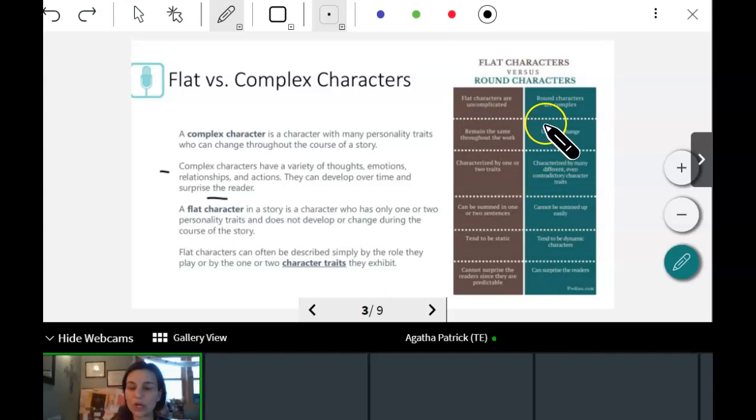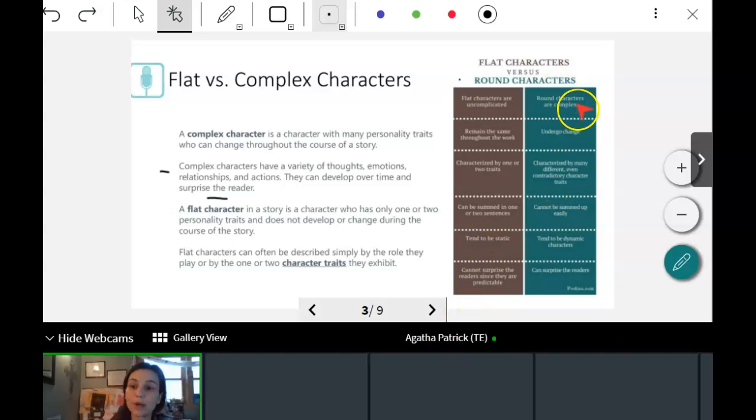Take a look here on the right. There's a good chart here to help you determine, is this character flat or complex or round? Flat characters are uncomplicated. They remain the same throughout the work. Characterized by one or two traits. They can be summed up in one or two sentences. They tend to be static, and they cannot surprise the reader since they are predictable.